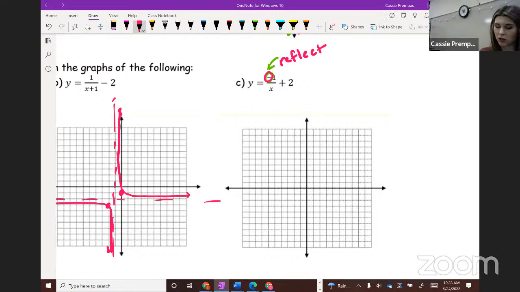And then what will the +2 do to the graph? Move it up 2. So I'm going to take that HA and move it up 2 like that. What's my VA going to be at? 0, it's not going to move. But now the graph, which originally was here and here, gets reflected. So the new points are here and here. And the entire shape looks like that, and that, and that, and that-ish.